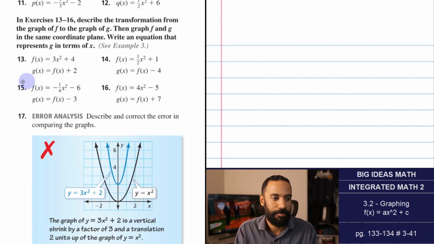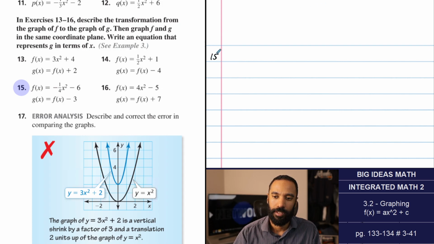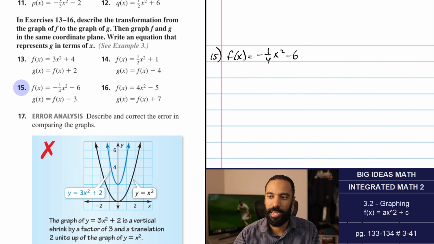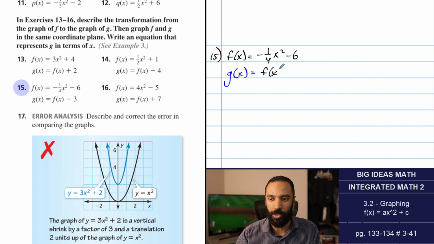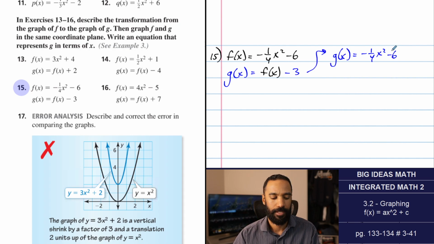Let's look at 15 and 16. Number 15, f of x equals, more of the same. F of x equals negative 1/4 x squared minus 6. And g of x equals, let's take that f of x and subtract 3 to it. So that's not going to be a very decent graph because of how low it's going to go, but we'll have to make do. Minus 3. So, g of x, we take the f of x equation, negative 1/4 x squared minus 6.